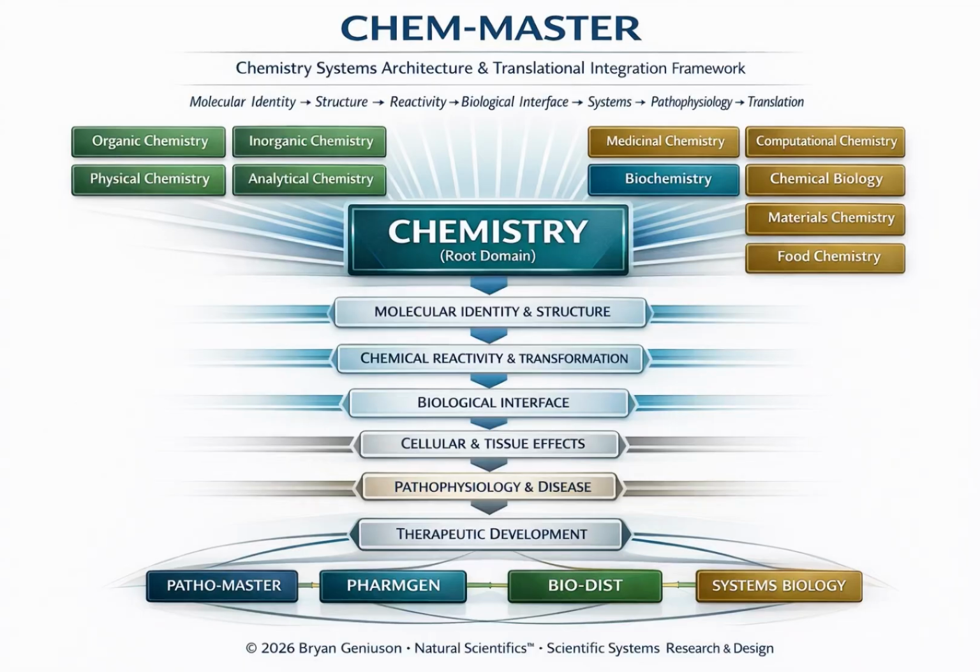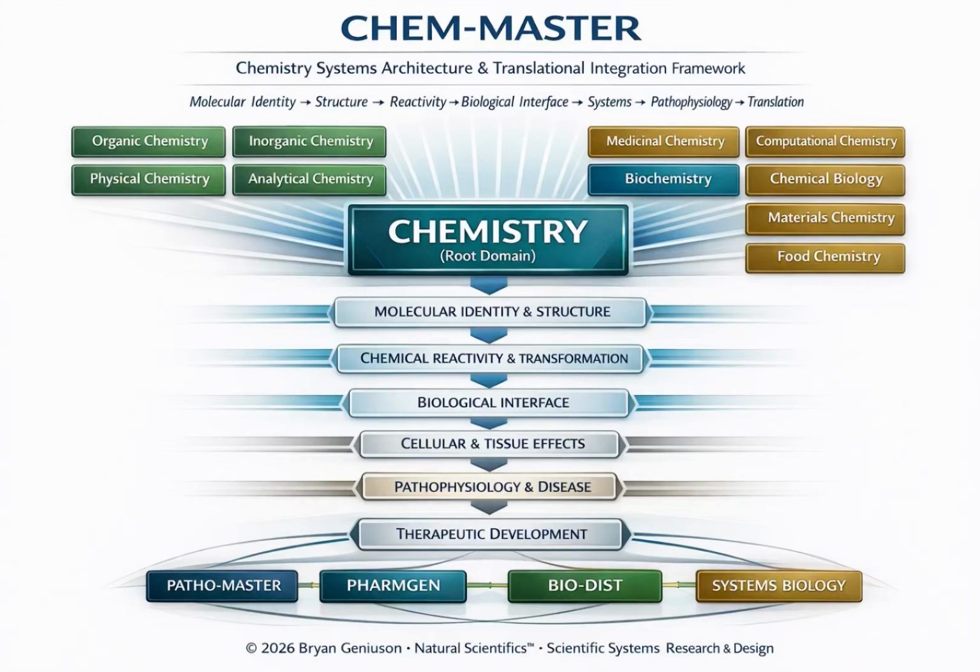As chemical transformations occur, they extend beyond isolated reactions and begin to interface with biological systems. This transition represents the biological interface. At the biological interface, molecules interact with proteins, enzymes, membranes, and signaling pathways. These interactions regulate cellular behavior through mechanisms such as molecular binding, enzymatic catalysis, signal transduction, and metabolic control.